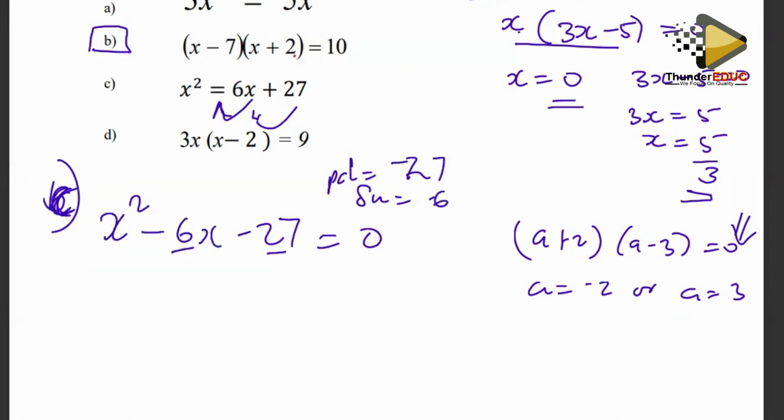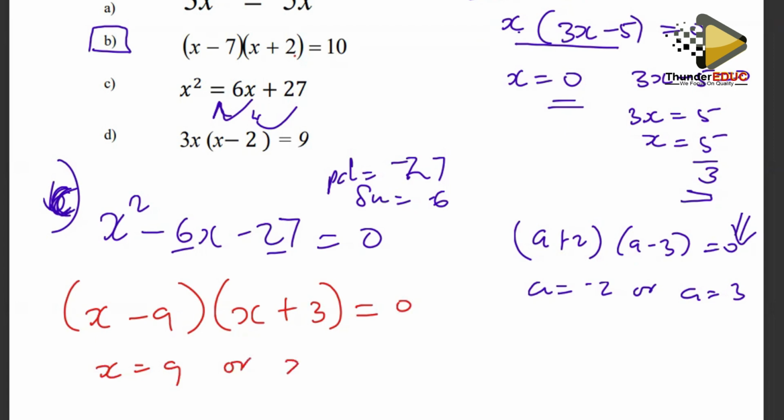So do the factorization, look for your factors nicely. So it's going to be x minus 9 and maybe x plus 3. This will give us x as a 9. This bracket must give us x as a negative 3. And then those will be the two answers that they need.